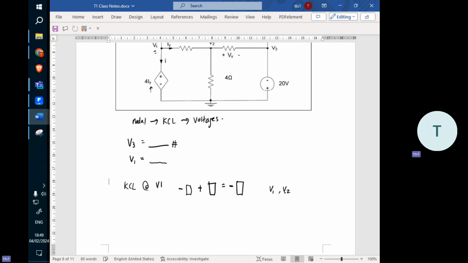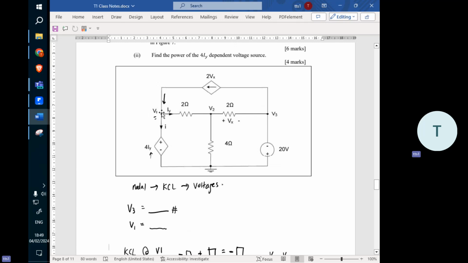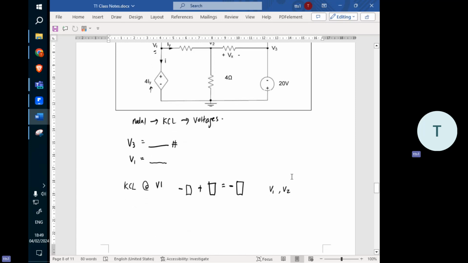So you have two unknowns here. V1 is not so straightforward, because IY is unknown, you don't know what IY is, right? And V2 is still unknown. So for the time being, based on this equation, we have at least two unknowns. Let's call this equation number 1.